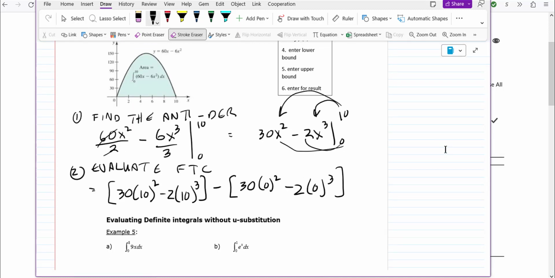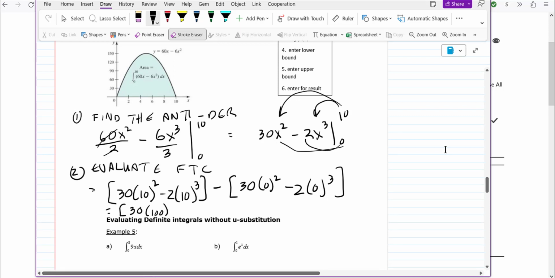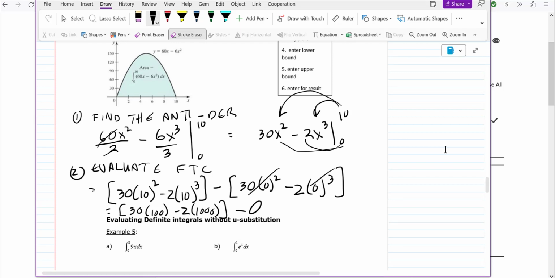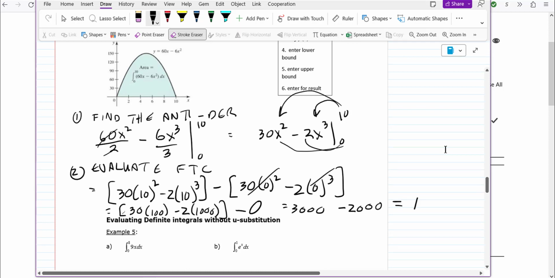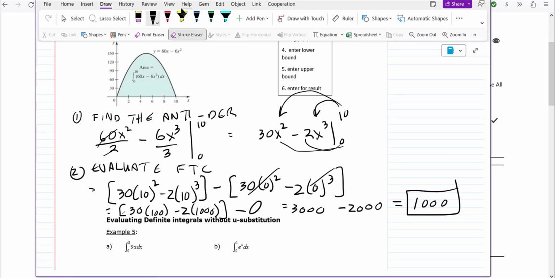I'll do a lot of this in my head. This would just be 30 times 100 minus 2 times 1,000. And the nice thing is that all this stuff over here is a 0. That's why you usually like it if there's a 0 in there, because you don't have to calculate as much. So really we would have 30 times 100 is 3,000, minus the 2,000. So the area under this curve, represented by that definite integral, would be 1,000. So that's how you do a definite integral. You get the antiderivative, and you plug the limits in that order. Is everybody clear with what I did there?